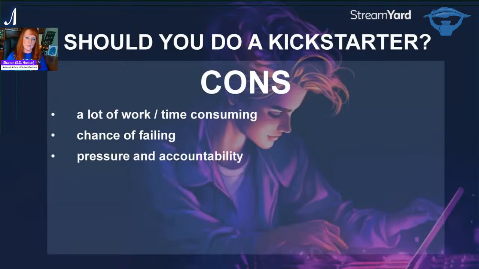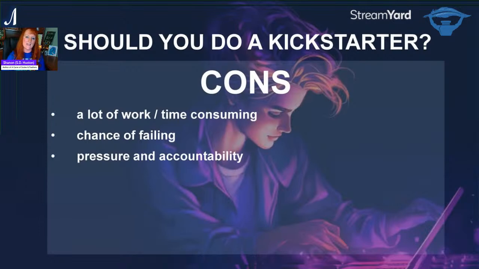There's also pressure and accountability. You have people who are backing you, who are looking to get a product from you. And when your Kickstarter is successful and you're now in the fulfillment phase, you have those people who are wanting to know what's going on. I'm sure there are some people who are easily able to handle this pressure. I am not one of them. The first thing that went wrong, when I knew there was going to be something late to my Kickstarter backers, I freaked. I was like, oh no, I have to get this to them. I need to get it to them. So I felt that pressure and accountability really hard.